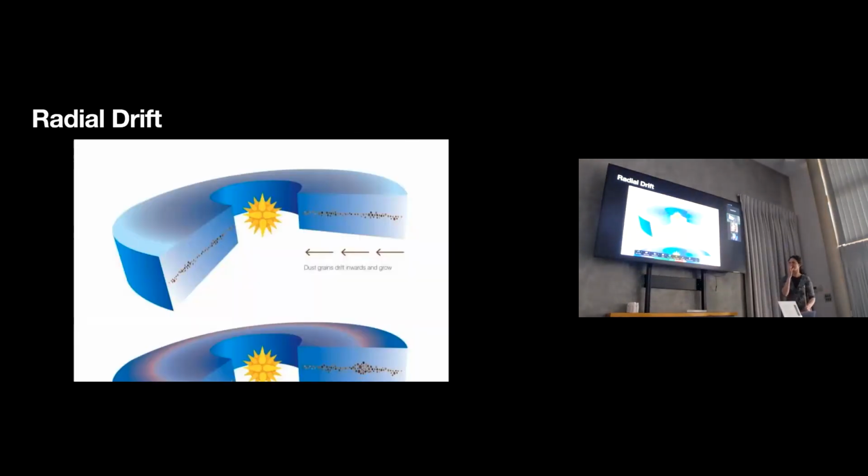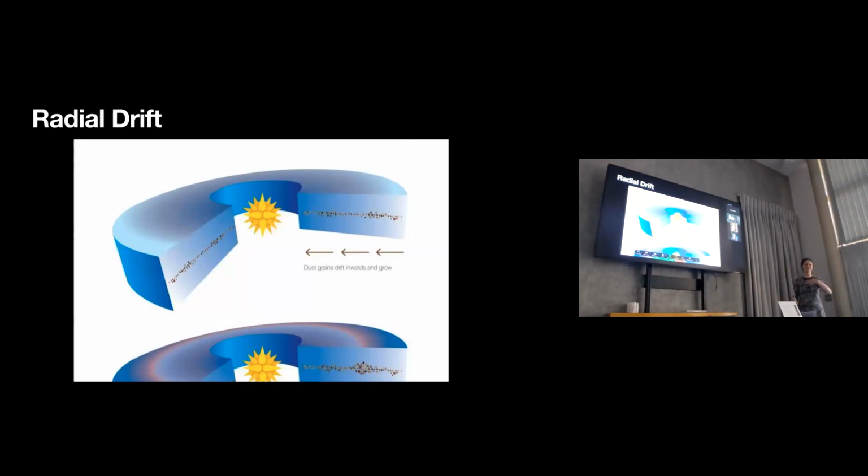Then, crucially, within these systems there's something called radial drift, so you end up with a radial drift barrier. If you imagine this is your star, you're in the midplane of your disk, and things are growing, getting larger and larger, but actually you've got gas all around you.